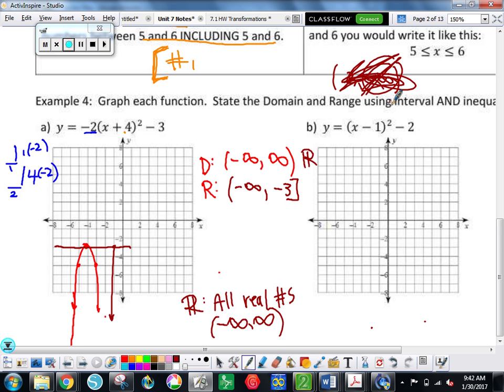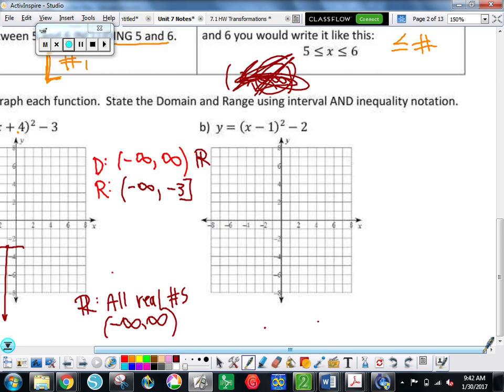Okay, part B. Where's the starting spot here? Right 1, down 2. This one takes on the regular parabola pattern because of the 1, right? So to get my next point, over 1 up 1, over 2 up 4, over 3 up how many? 9. I'm down 2, so right here.